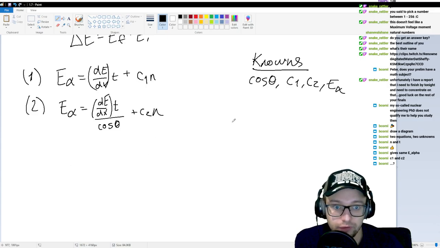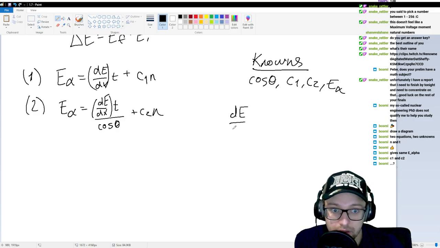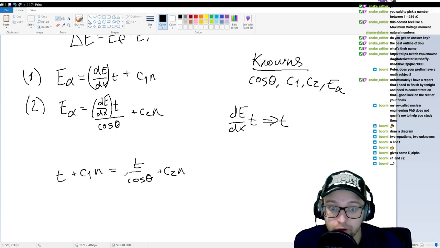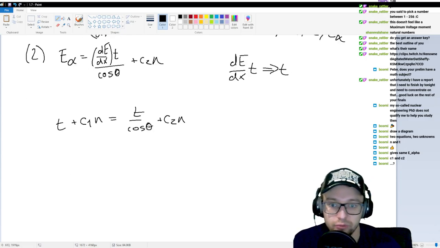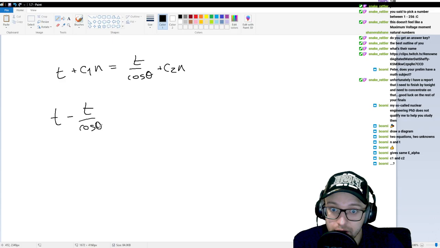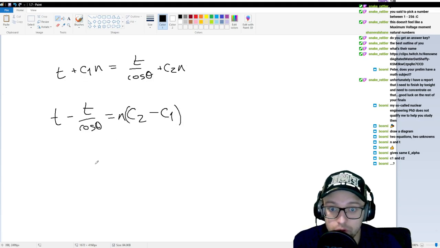So let's put these two together and do some algebra, shall we? First off, I'm just going to write dE/dx T as T for convenience. So we have T plus C1N equals T over cosine theta plus C2. We just want to isolate one of these equations. Let's just do some algebra and find out. So we have T minus T over cosine of theta equals C2 minus C1 times N, right? Yep, cool.